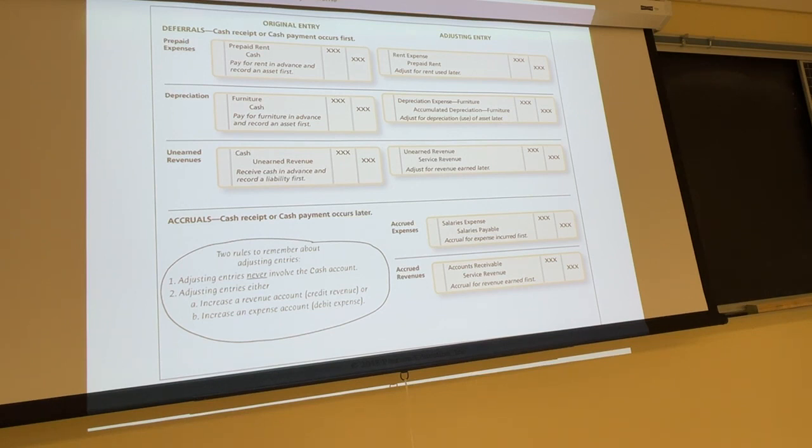And then down near the bottom, the authors give you 2 rules of thumb to remember about adjusting journal entries. The first one is that adjusting journal entries never involve the cash account. The second rule, I would state differently than the way the authors state it. The second rule that I would give you is that in the adjusting journal entry, one of the 2 accounts is always an income statement account, either revenue or expenses, and the other account is always a balance sheet account, either an asset account or a liability account.